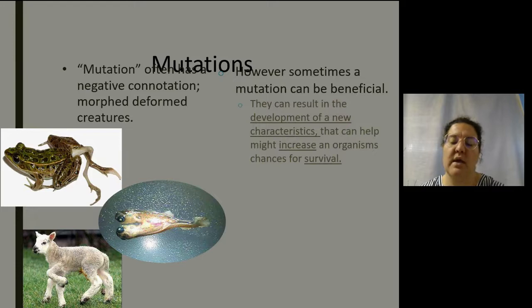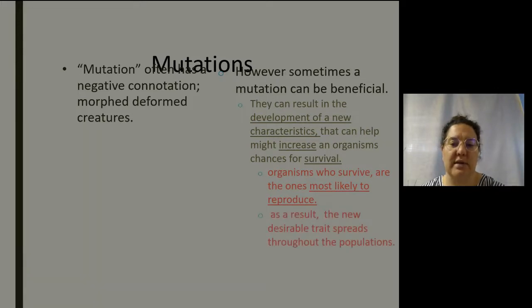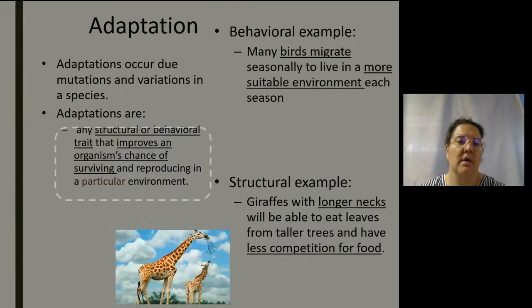an organism survive. So humans developed the mutation to be able to digest lactose, and this is an advantageous mutation for humans because it provided us with another food source. So if a mutation is advantageous and it increases the chance of an organism to survive, it means they're more likely to reproduce, and as a result, the new trait spreads through the populations. So this mutation causing a selective adaptation is more likely to get passed on to future generations.